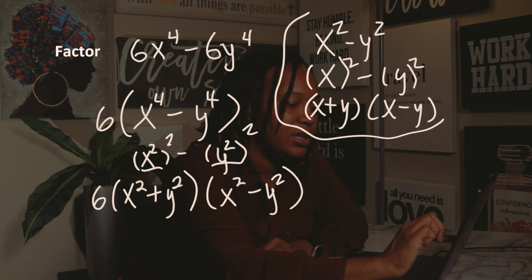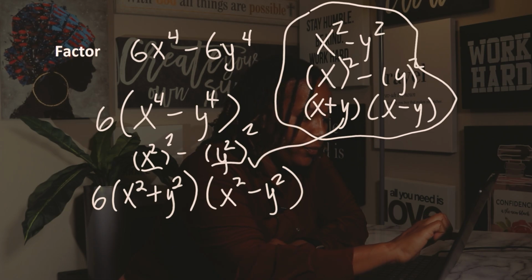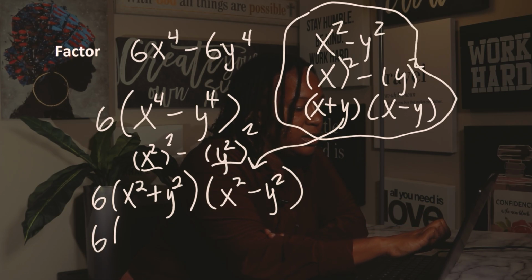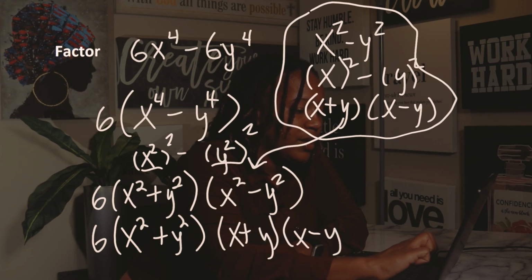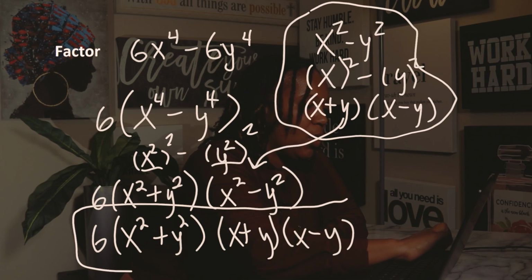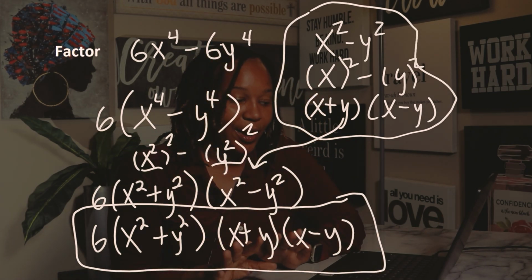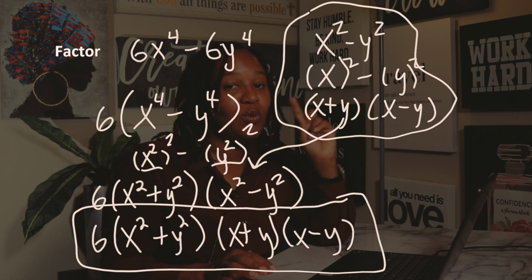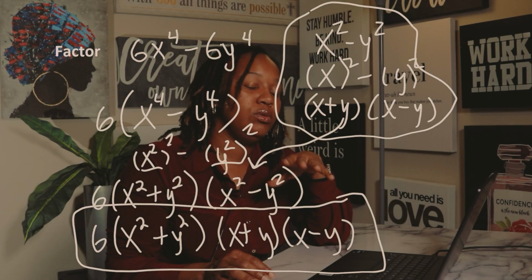All right, so this is just a little side note over here. And so that means that this x squared minus y squared can be factored into x plus y, x minus y. So I'm going to drop my 6, I'm going to drop my x squared plus y squared, and I'm going to rewrite x squared minus y squared as x plus y, x minus y. Now this is 6x to the 4th minus 6y to the 4th, completely factored, all right? So anytime you have 2 squares, or 2 terms, you always want to check to see if you can factor it using the difference of two squares, all right?